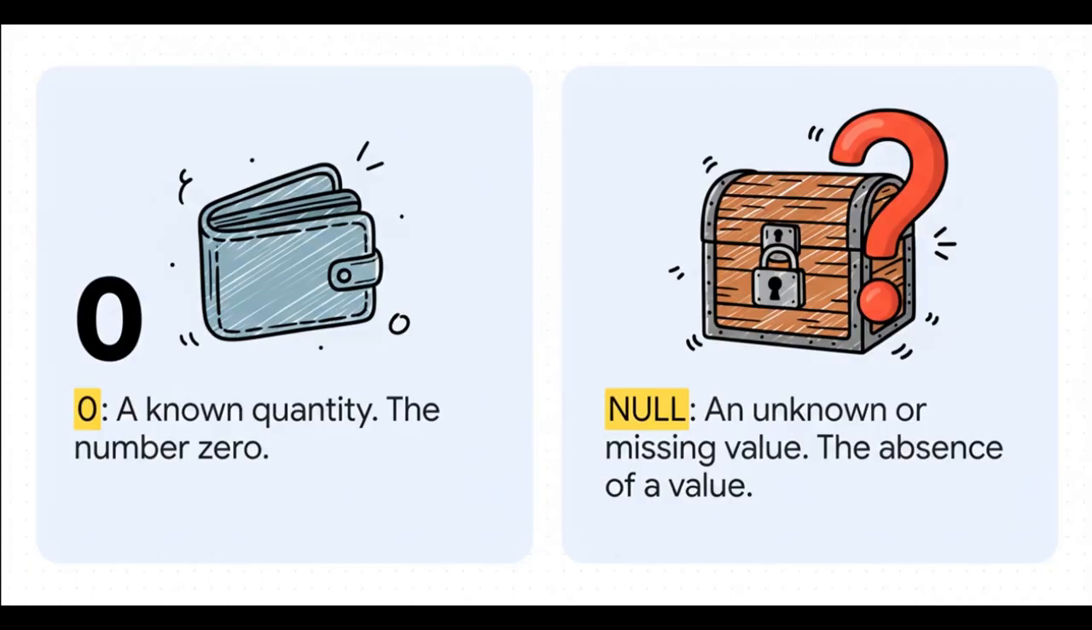0 is a number. It's a fact. It's a known quantity. If I have $0 in my account, that's a piece of information. Null, on the other hand, is basically a shrug. It means I don't know, or this value is missing. If my account balance is null, we have no idea what's in there. Could be 0, could be $1 billion. Getting this difference is key to not making huge mistakes.